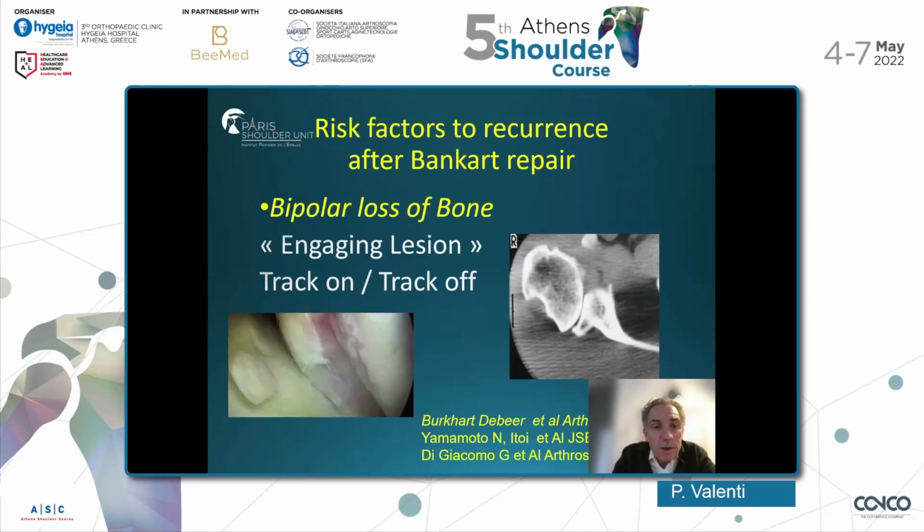Sometimes you have a bipolar loss of bone. You see this patient with a Hill-Sachs lesion and anterior avulsion of the glenoid anterior rim. You have an engaging lesion. This was described by Burkhart a long time ago in 2000. And you see on the left side, in abduction, external rotation, and retropulsion, you have a risk of anterior dislocation in this situation. And the concept of on-track and off-track, reported by Yamamoto and Itoi, and secondarily by Di Giacomo.